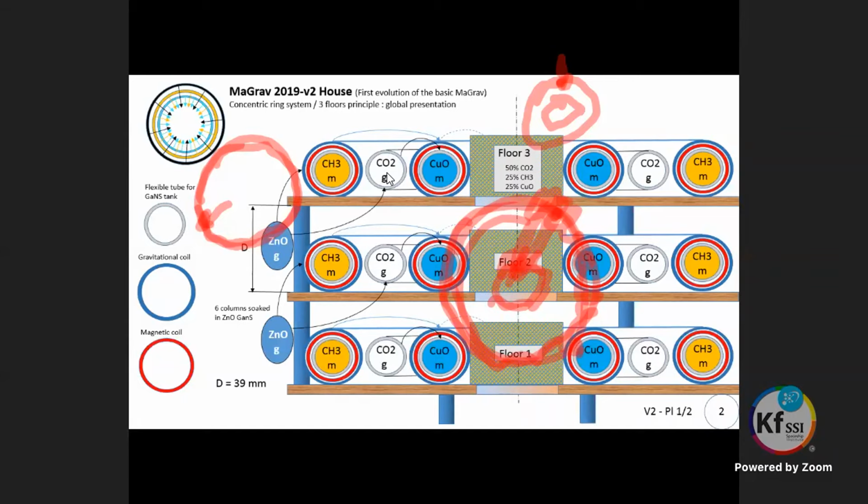You understand? Then you will pressurize the center. And the result, it will be totally different.